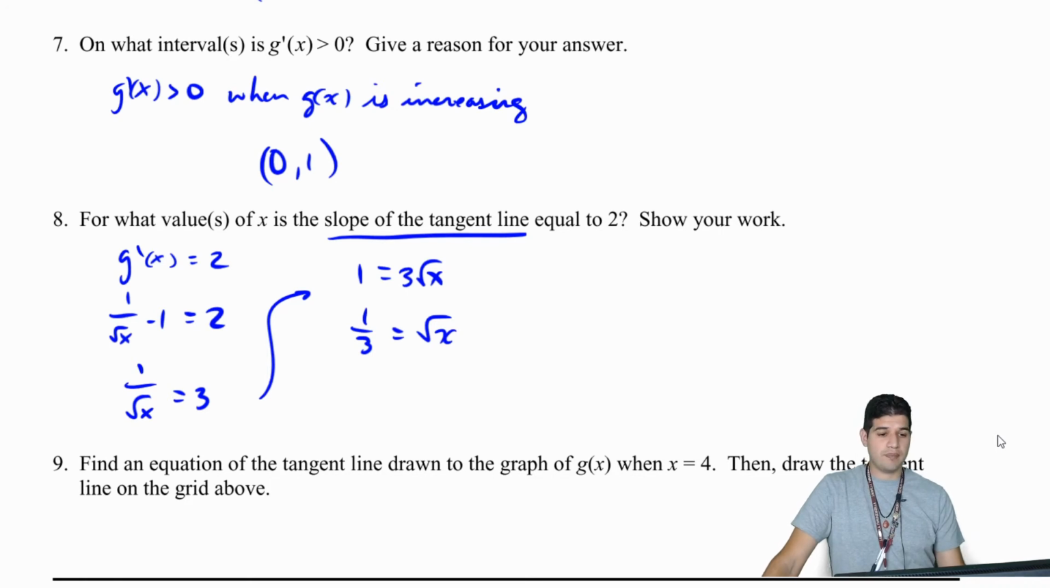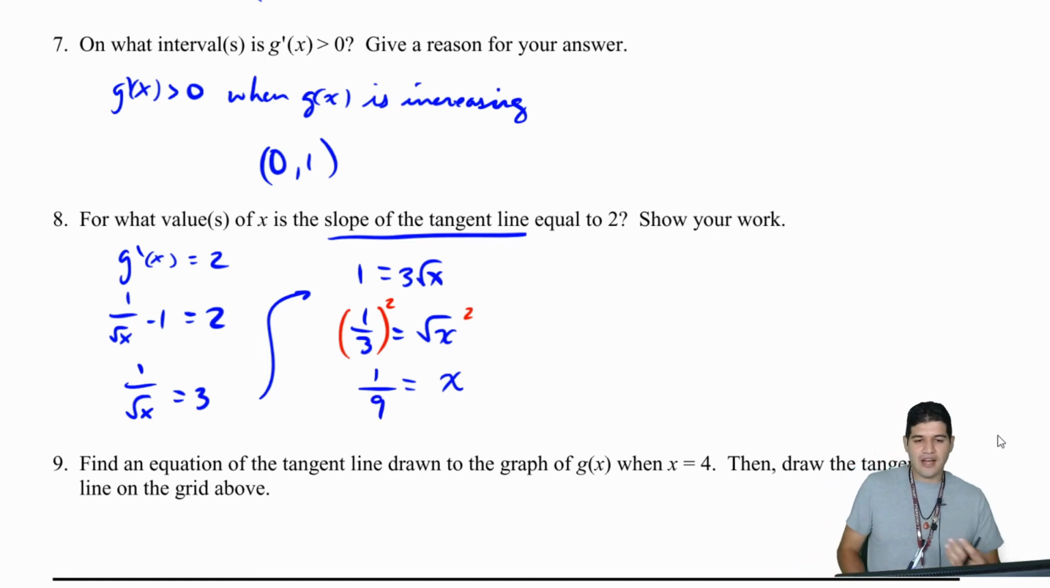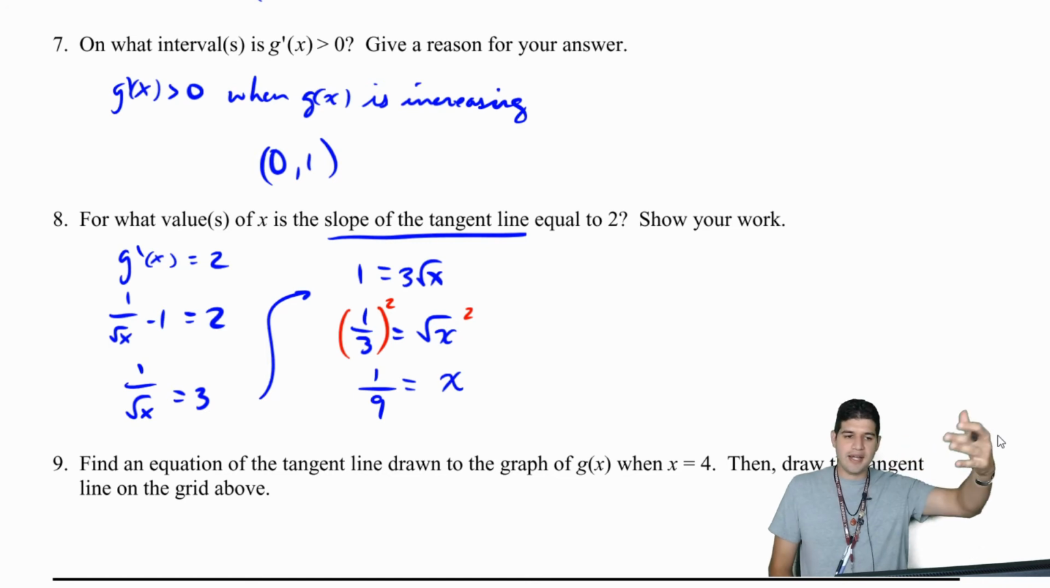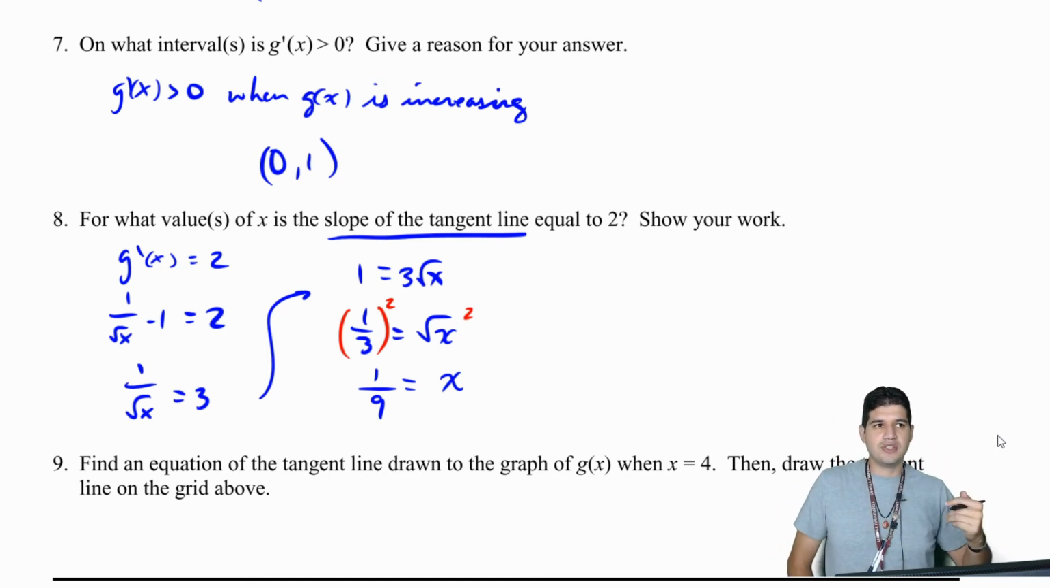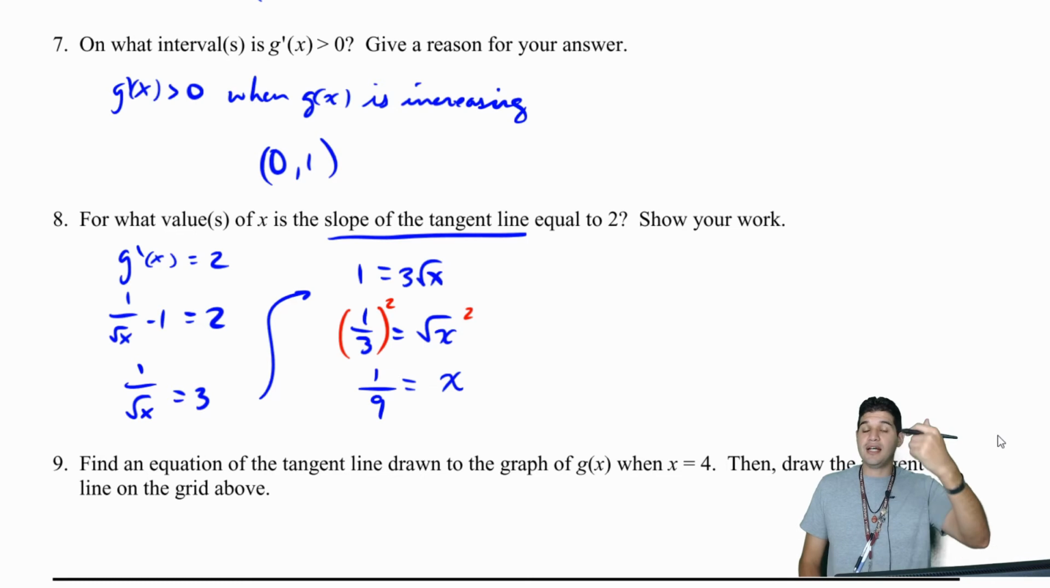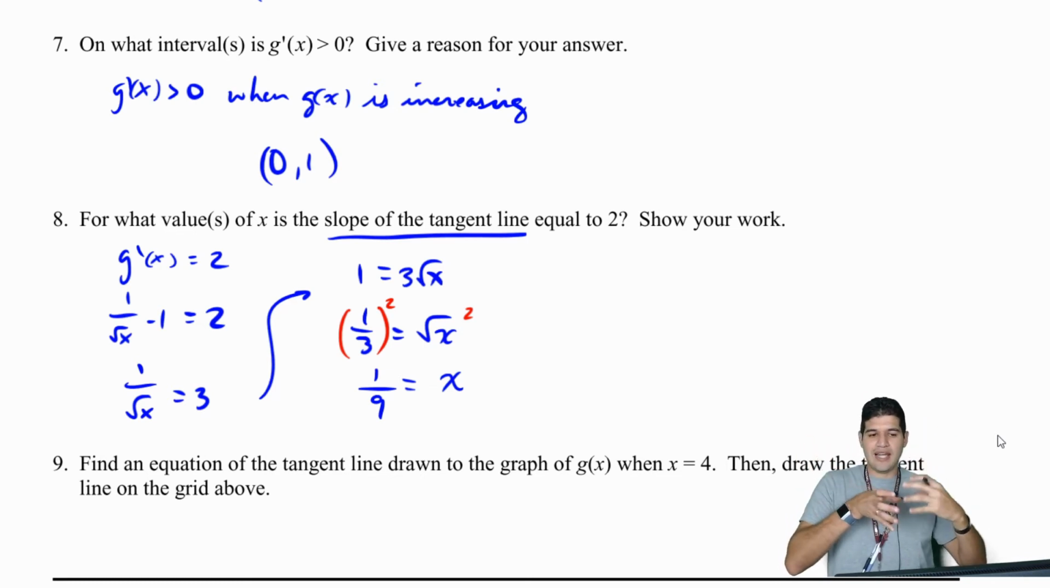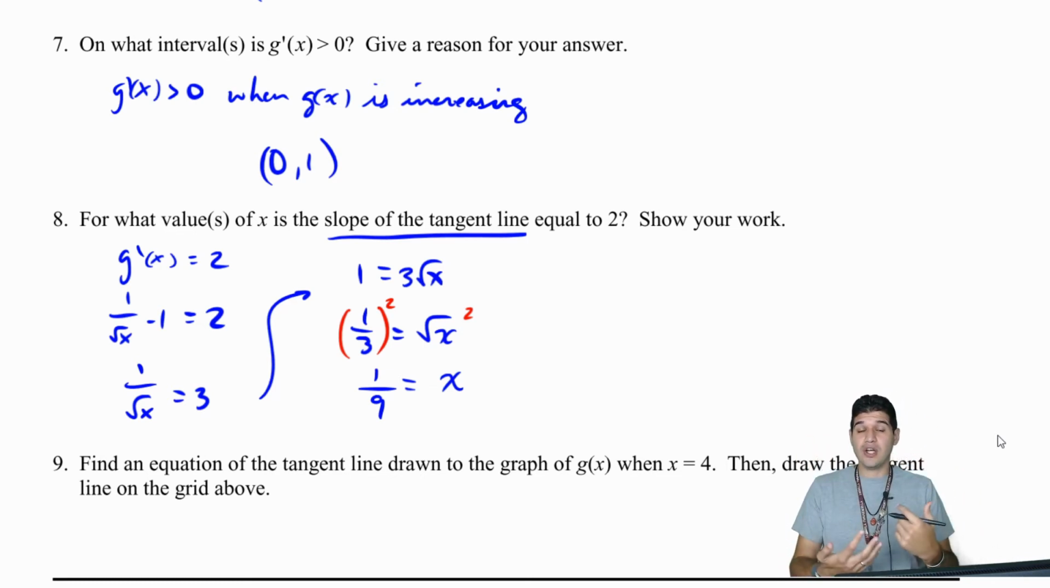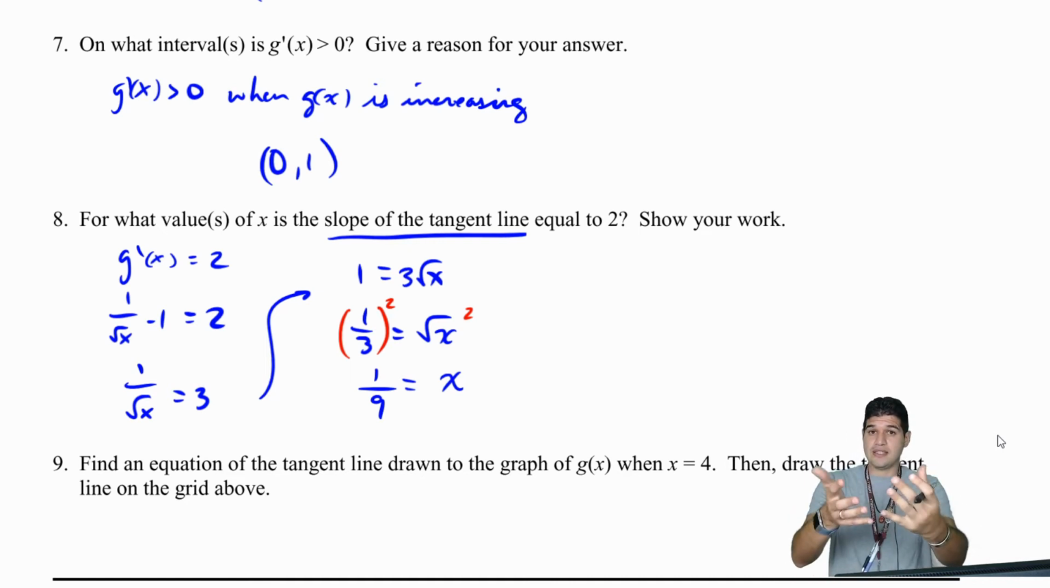And then I'm going to square both sides. So square here, add some parentheses, and I'll square there. And so the square root of x squared is going to give me x, and then 1/3 squared is going to be, well, 1 squared is 1, and 3 squared is 9. So x equal to 1/9, that's when the slope is equal to 2. So if you were to think about a small tangent line when x is equal to 1/9, the slope for that tangent line would be equal to 2.